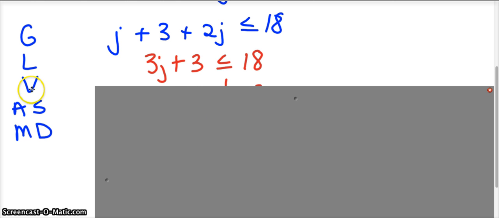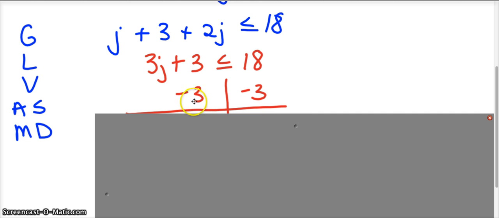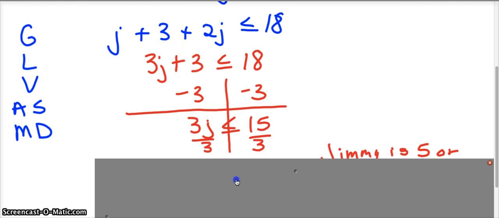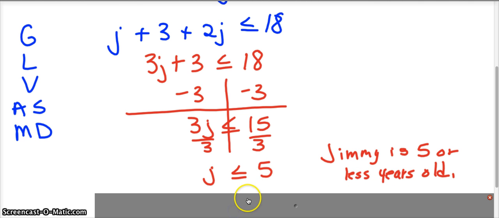We don't have variables on both sides, but we do have addition here that needs to be undone and make a 0. To undo adding, you would use the inverse, which is subtract or -3. We're down to 3J is less than or equal to 15. Now we're multiplying or dividing. The inverse here is to use division, dividing by 3 on both sides. So Jimmy is less than or equal to 5, which means Jimmy is 5 or less years old.